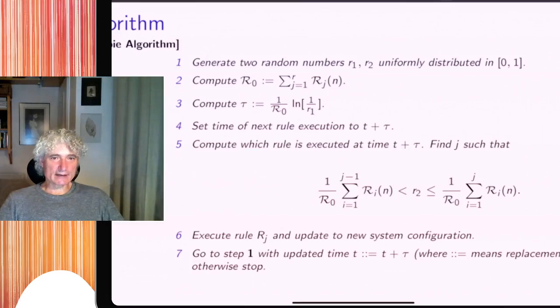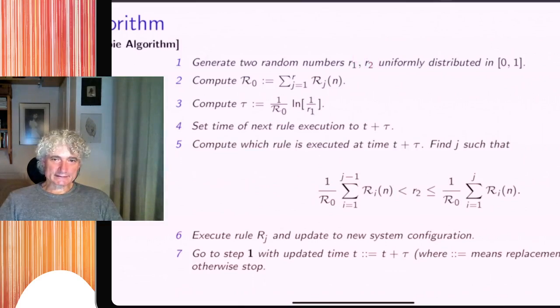We have done that when we finish step 4. But now we execute exactly one rule and we have to determine which one we execute. And this we do with our second random number r2, which we have already computed before.